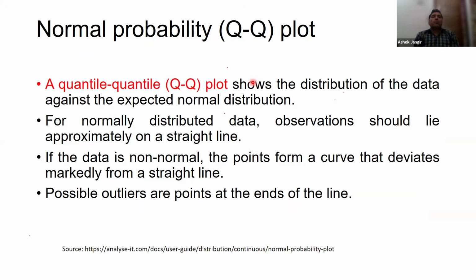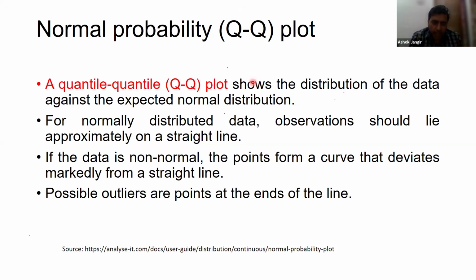And we have to look at the normal probability plot, that is the QQ plot. It is called a quantile plot. It shows the distribution of the data against the expected normal distribution. For normally distributed data, observations should lie approximately on a straight line. I will show you. If the data is not normal, the points form a curve that deviates markedly from a straight line, and possible outliers are points at the end of the line.